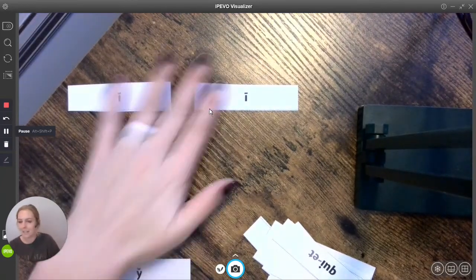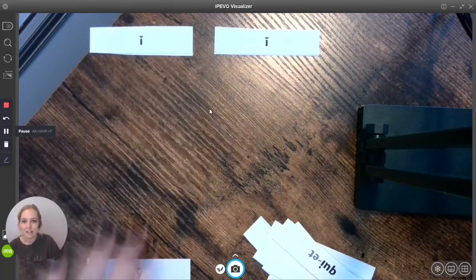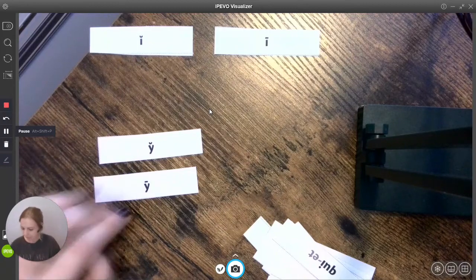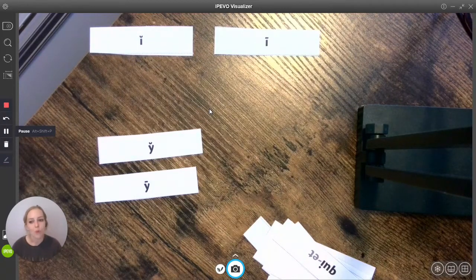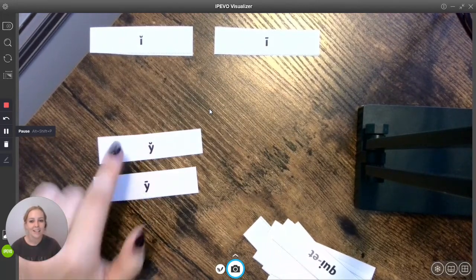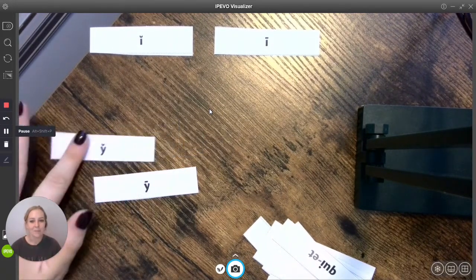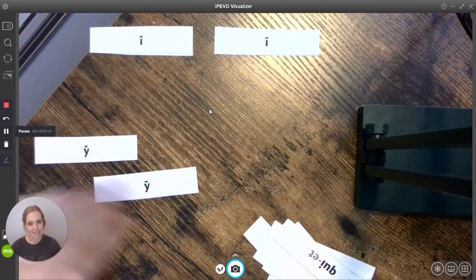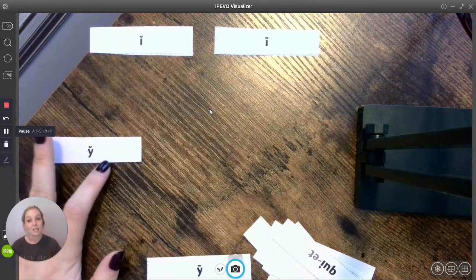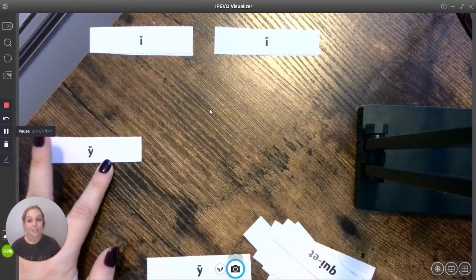I, long I sound. Good job. Now find the heading card, so again the gray ones, that is a Y marked with a breve. Which one of these is a breve? This one. Good. And what does this sound say? Short I sound. It says eh. Good. Eh.